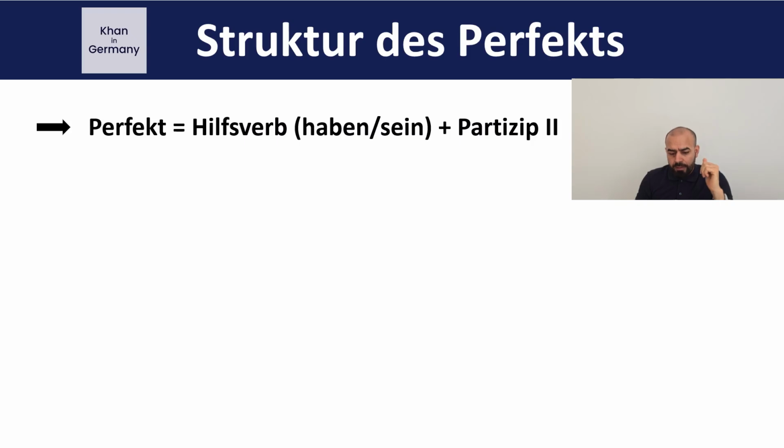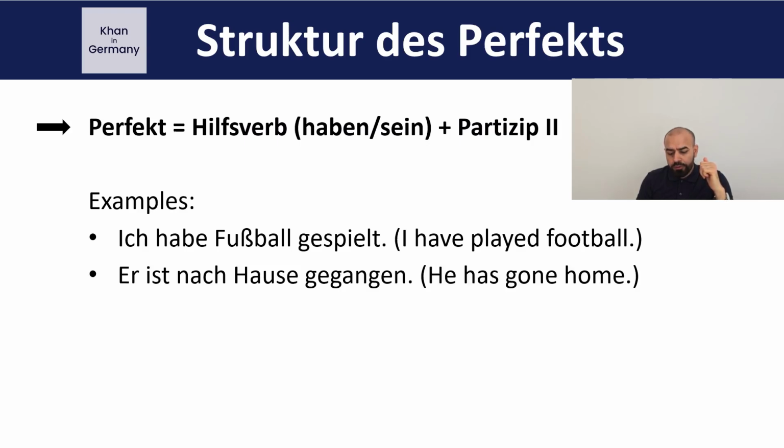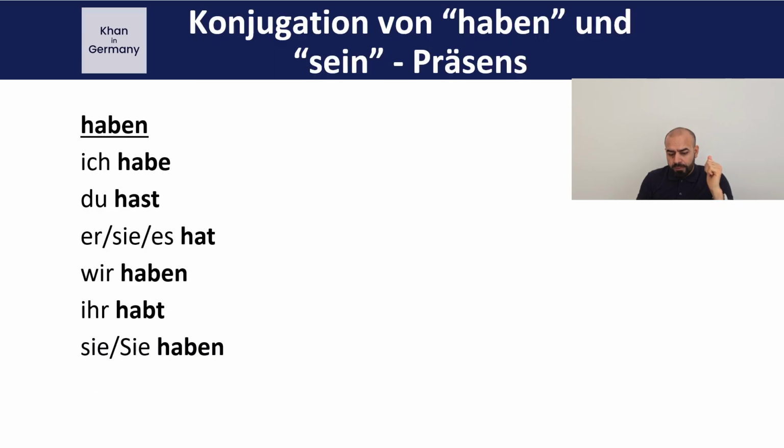Yeah. So as some of the examples again: Ich habe Fußball gespielt, I have played football. Er ist nach Hause gegangen, he has gone home. And again, remember that the auxiliary verb is conjugated, yeah, and the participle is at the end, as I mentioned before. So the conjugation, which we discussed in the last video as well, for haben is: ich habe, du hast, sie, es hat, wir haben, ihr habt, sie haben.